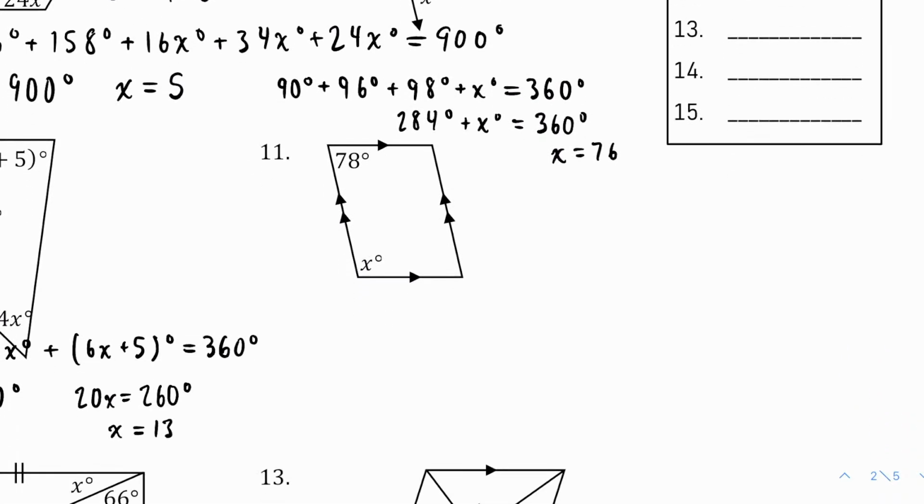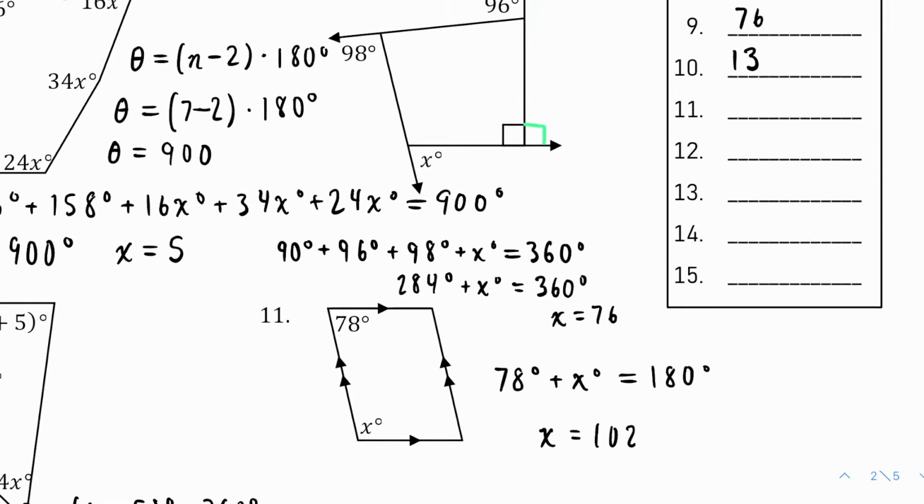Number 11, we've got a parallelogram, and one of the things that we talked about on our reference sheet today is that consecutive angles in a parallelogram are supplementary, so they add to 180. So here I just know that 78 degrees plus x equals 180. I'll subtract 78 from both sides, and x equals 102. Don't really need the degree sign there. Won't count off for including the degree sign.